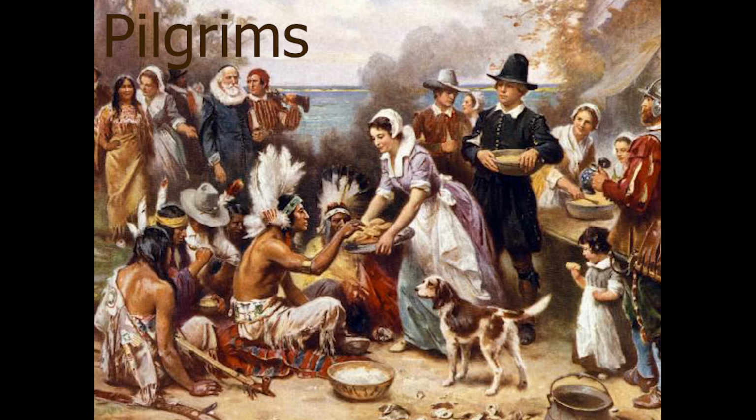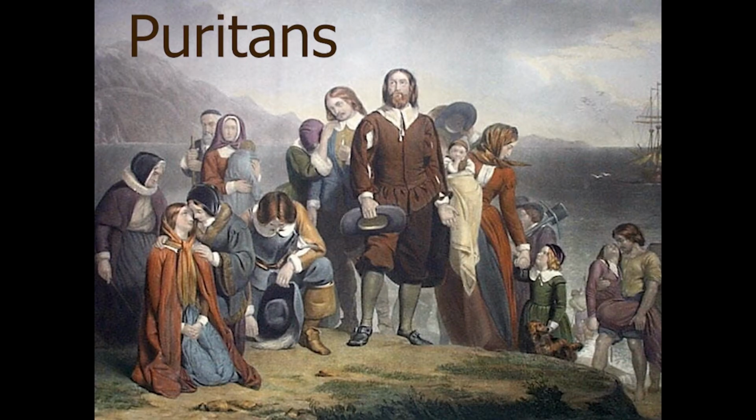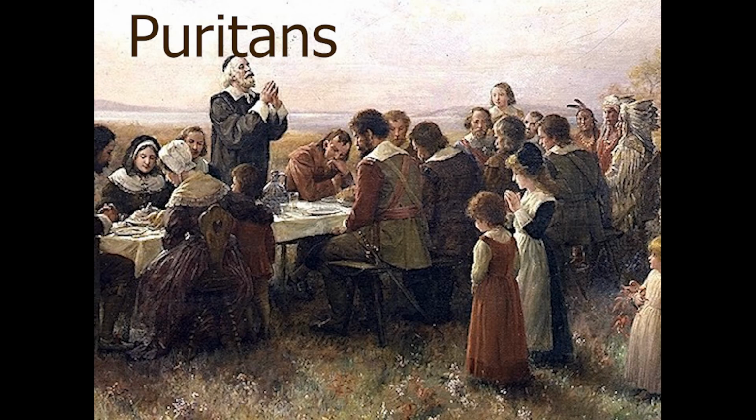And then you have the Puritans who came later. They were escaping religious persecution in England. First, they attempted to go to Holland, didn't go so well there, so they ended up coming to the New World. Both those groups established their own form of government based on their religious beliefs. They both were very religious, the Puritans more so than the Pilgrims.